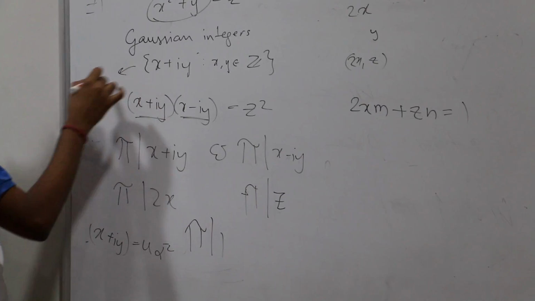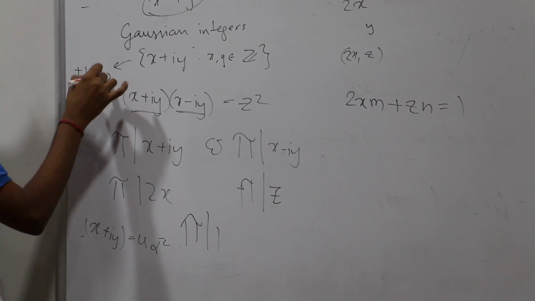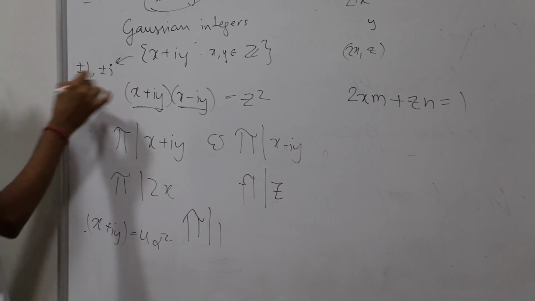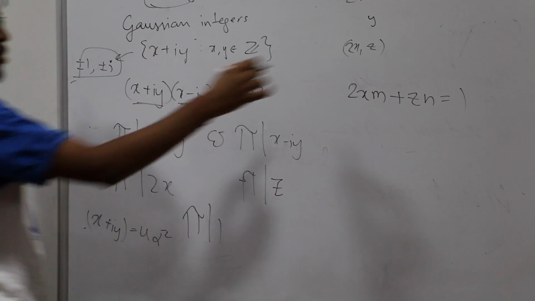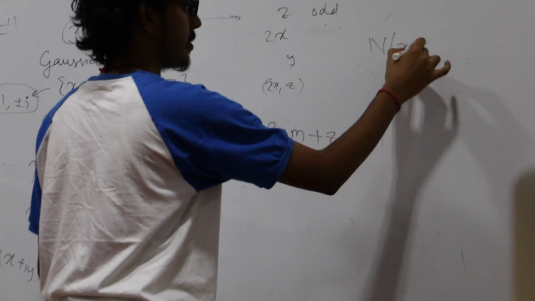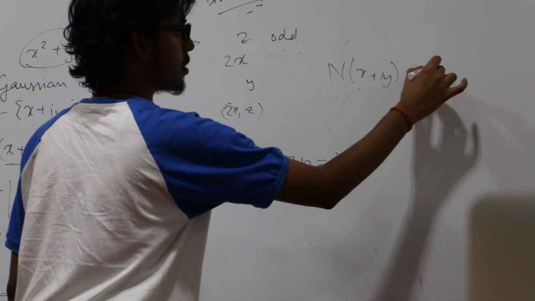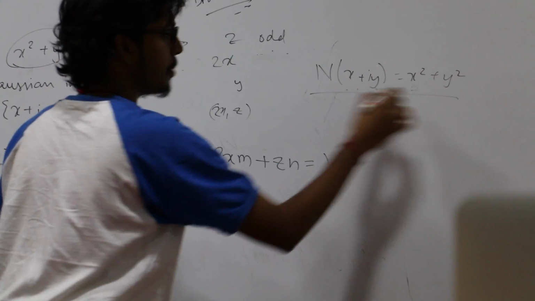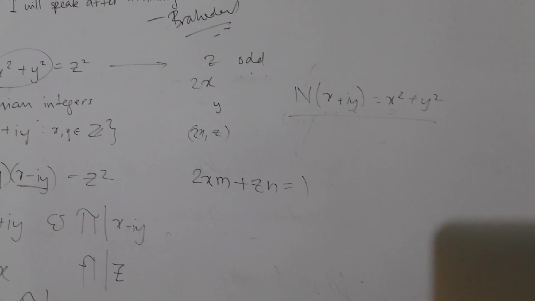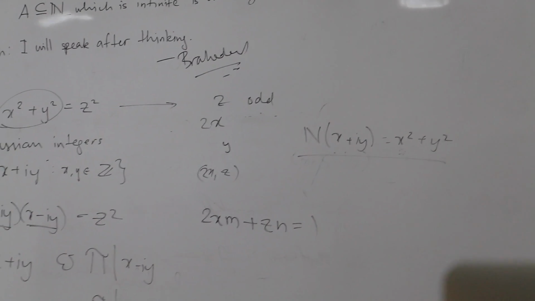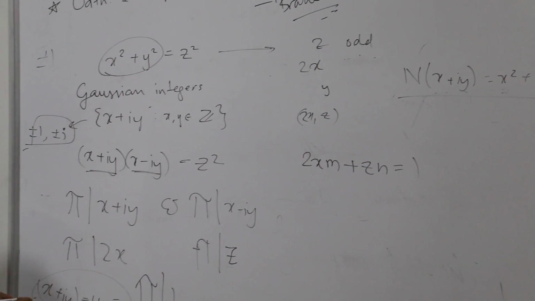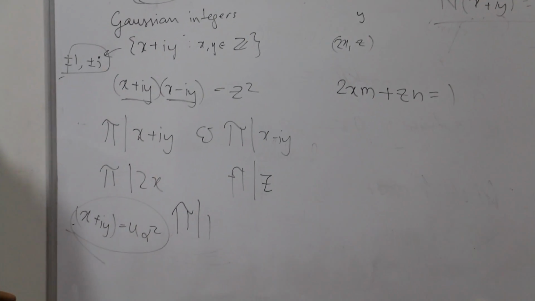So in x plus i, the units are plus minus 1 and plus minus i. This is quite easy to check. You use something called the norm of an element. You say that the norm of x plus i is x squared plus y squared. Make this definition and show some multiplicative properties, so you can get this. It's not a problem. So in general, x plus i and x minus i must both have this form.